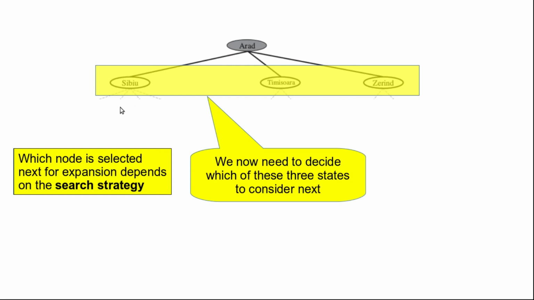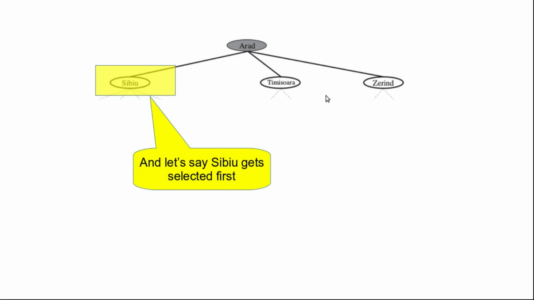But the main point is, since we have not explored beyond this level and our goal is Bucharest, we actually don't know which of these 3 may be the best option. Just for explanation purposes, let us assume that the next node that is selected is Sibiu. So now Sibiu becomes our current state.